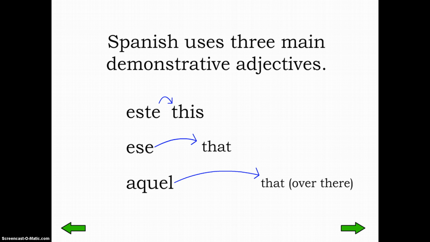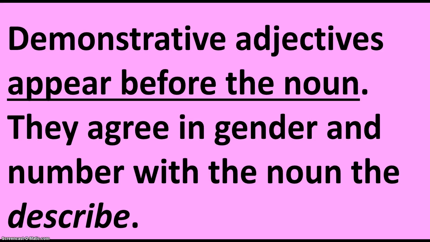This slide might provide a better visual example for you. You can see that este is when it's close because the arrow is really small. Ese, it's a little bit farther away. And aquel has the longest arrow because it's when it's something that's over there far away. Demonstrative adjectives are always going to appear before the noun. We need to remember that they should agree in gender and number with the noun that they are describing.